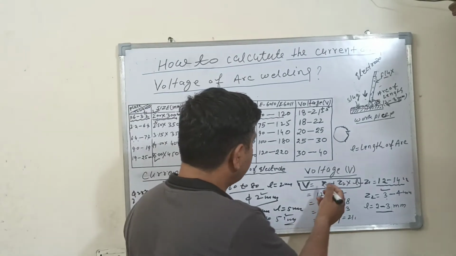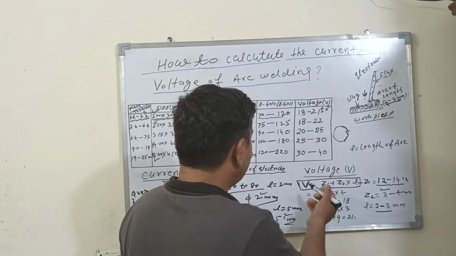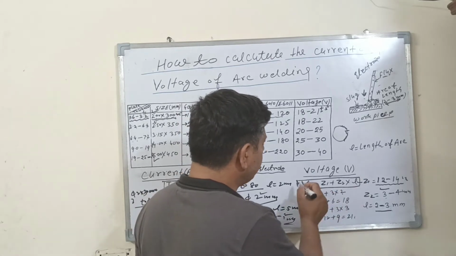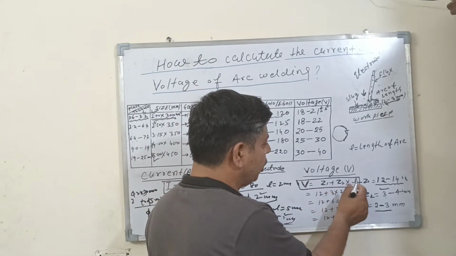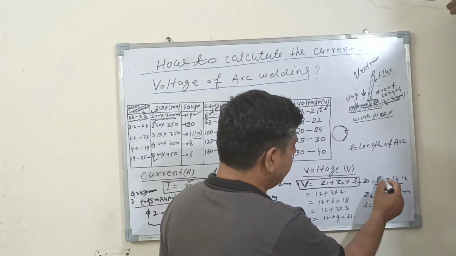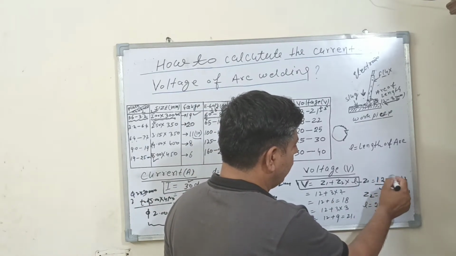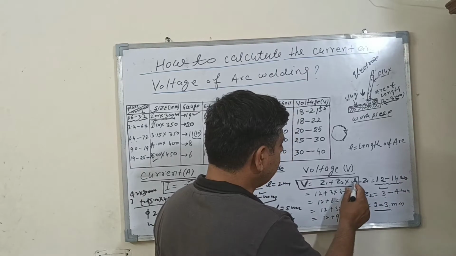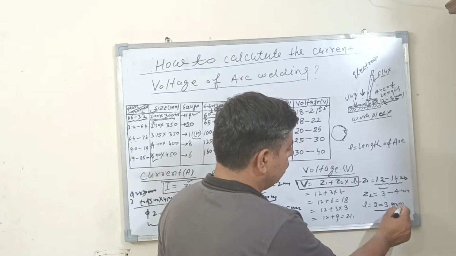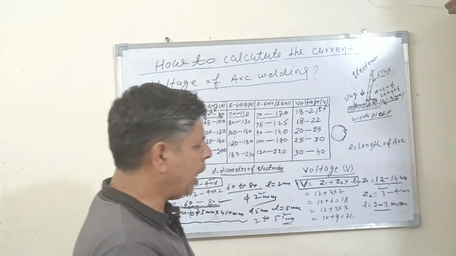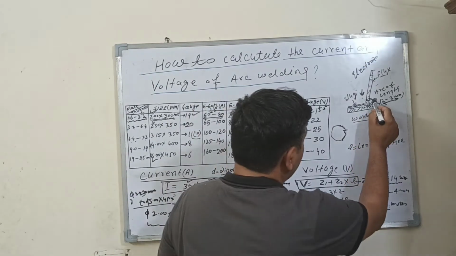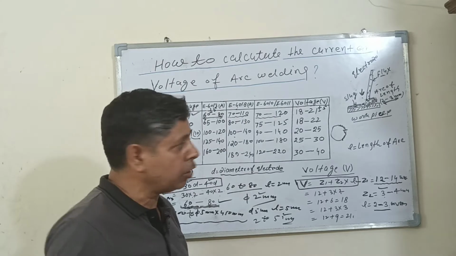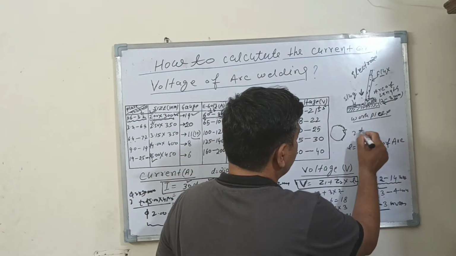So then you will see how to calculate the voltage. This formula is also used to calculate the voltage: (Z1 plus Z2) into L. The value of Z1 varies from 12 to 14 mm, and Z2 is 3 to 4 mm. The length of arc is 2 or 3 mm. This is the length of arc. You will generally take the length of arc as 2 to 3 mm.